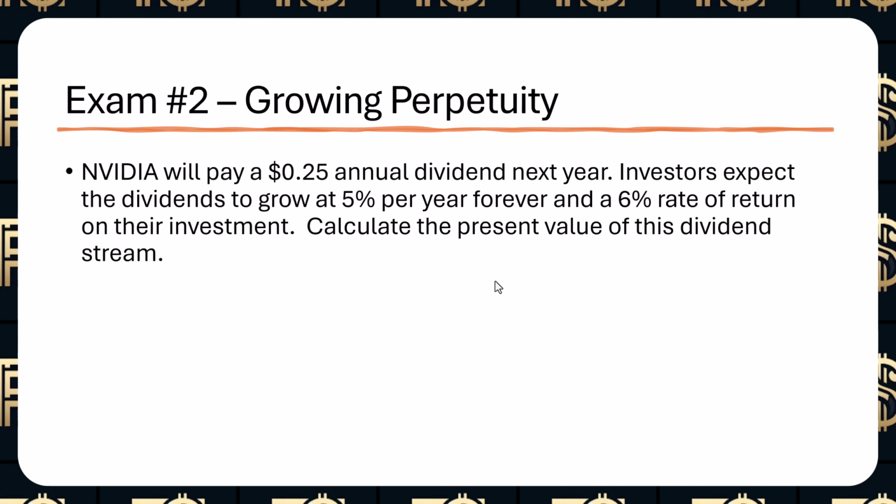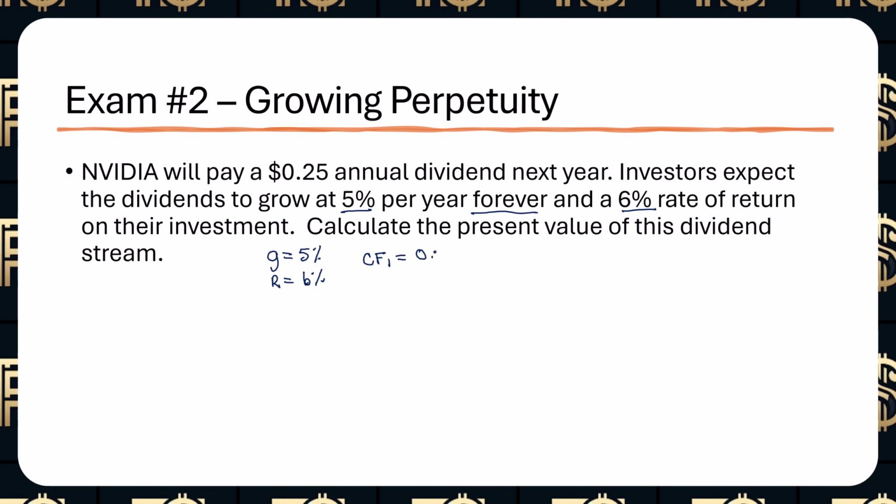All right, NVIDIA will pay a 25-cent annual dividend next year. Investors expect this dividend to grow at 5% per year forever, and they require a 6% rate of return on their investment. Calculate the present value of this dividend. Once again, the term forever tells me that it's a perpetuity, but in this problem, these cash flows are expected to grow. So we have a growth rate of 5%. We have a required rate of return of 6%, and we know the cash flow exactly 1 period from now is 25 cents.